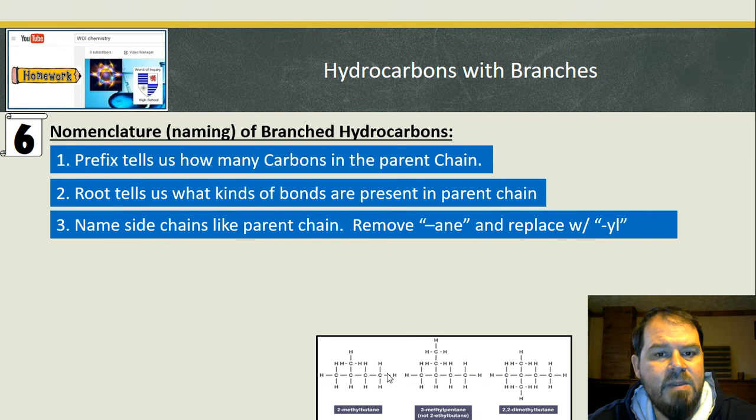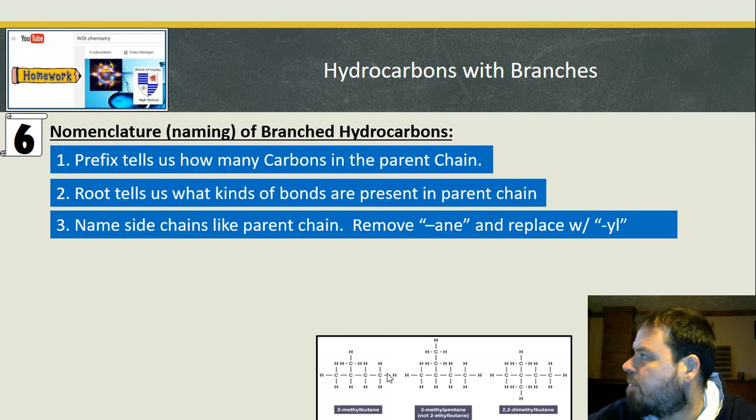And then I'm going to name the side chain similar to the parent chain, except I'm going to remove the ane and replace it with an yl, and you'll see this. So these guys are going to have 2 names. The number of carbons in the side chain get named the same way the parent chain's carbons get named. If there's 1 carbon, it's meth. If there's 2 carbons, it's eth. If it happens to be a 3 carbon chain, it would be a prop.